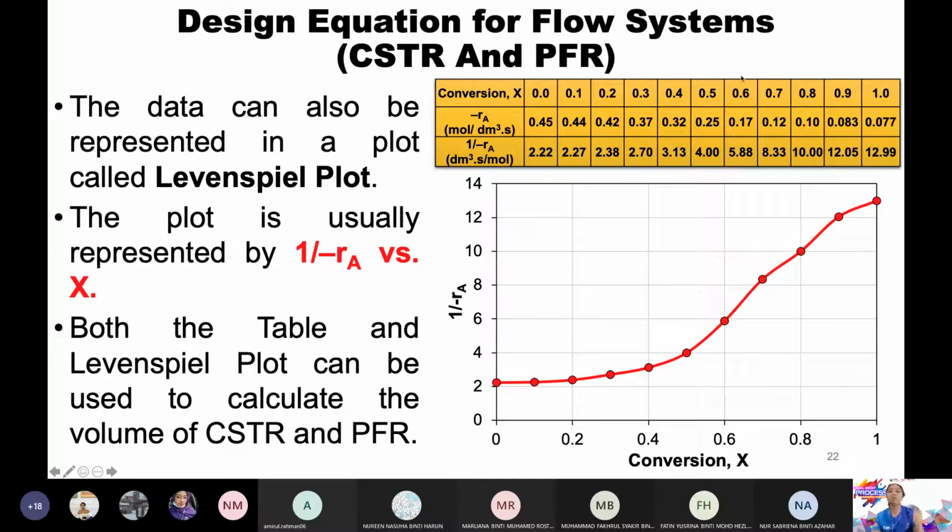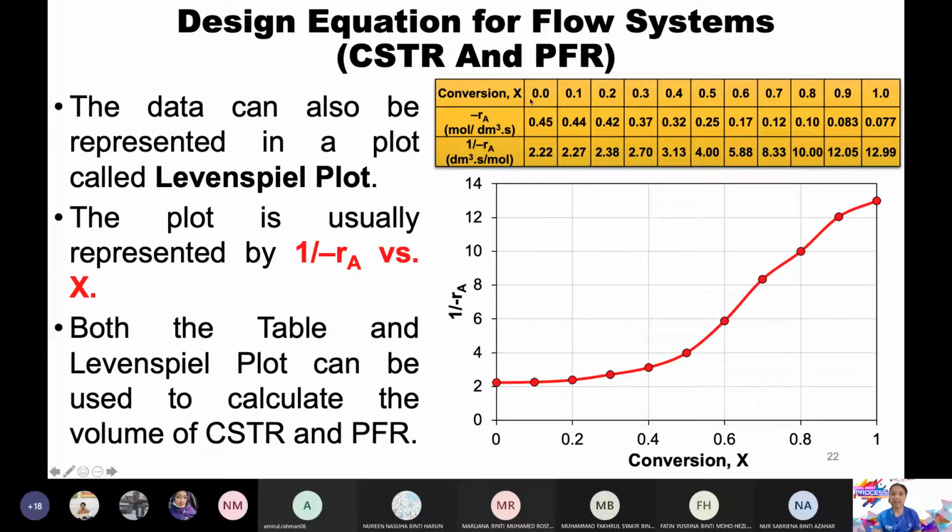Okay, means daripada table tu, conversion tu kamu akan guna untuk plot data paksi x. However, paksi y, okay, for the paksi y data, instead of using minus RA, we will use 1 per minus RA. Maksudnya daripada data table tu, yang data minus RA tu, kita kena reciprocalkan ataupun kita satu perkan minus RA to get the data for the y-axis. So the data will be 1 per minus RA versus X.